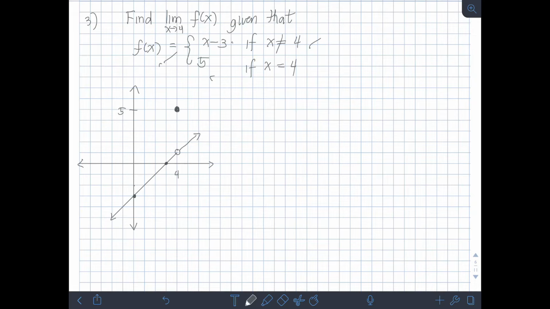So, ito yung graph niya. So, kung i-graph natin yung f of x natin, ito yung magiging itsura niya. So, meron siyang line na x minus 3 with a deletion of this point. Yung point 4, 1. So, ibig sabihin, hindi kasama tong point na to sa line na to. Tapos, meron tayong isang point na 5, 4. Okay? So, ngayon, ang pinapahanap ay limit of f of x as x approaches 4.